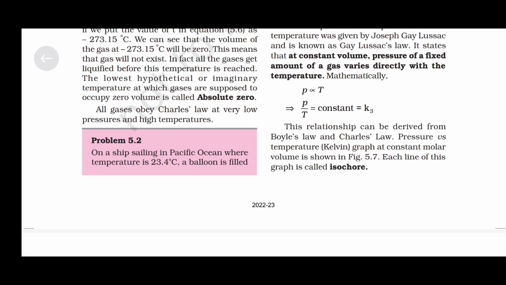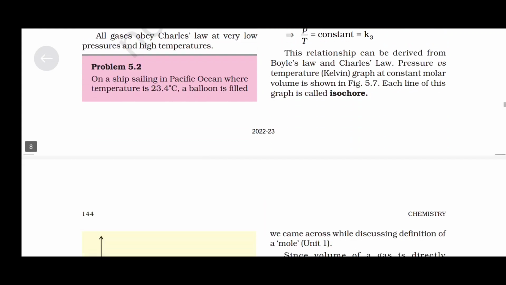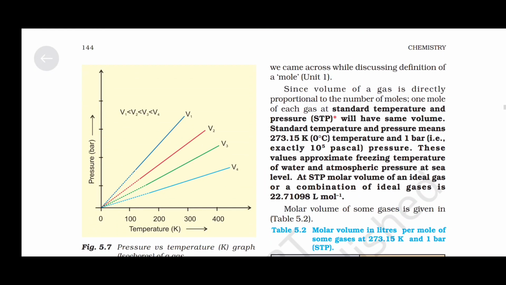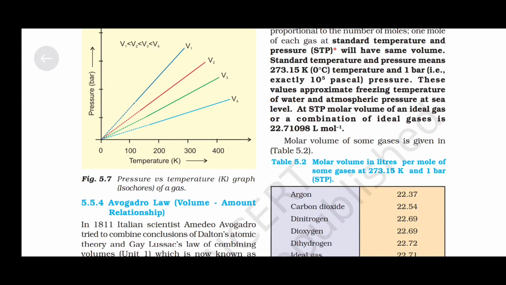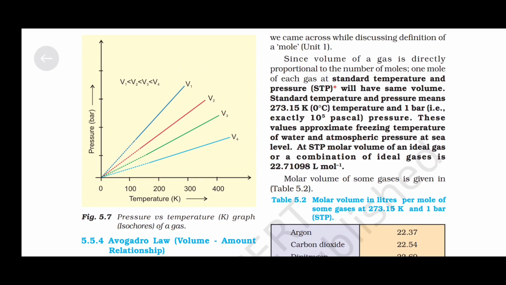This relationship can be derived from Boyle's law and Charles' law. The pressure versus temperature (Kelvin) graph at constant molar volume is shown in figure 5.7. Each line of this graph is called an isochore. So you can see this graph, okay. This graph again becomes important. Questions are often asked from the graph too, so again it becomes important.